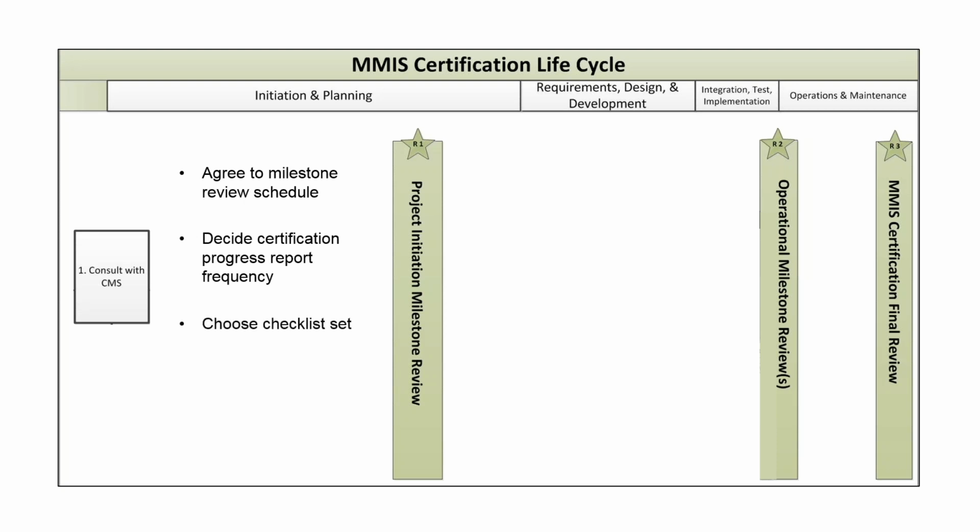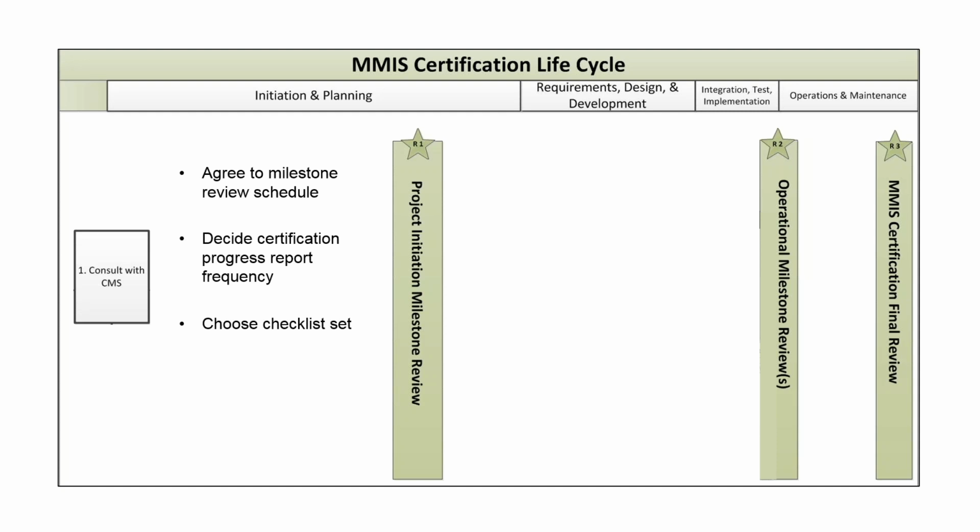Thirdly, the state selects a checklist set for use for the entire MMIS project. There are two checklist set choices: the MMIS module checklist set or a custom set of checklists arranged by the state. In most cases, states will use the MMIS module checklist set for their projects. The second option is only for exceptional cases where non-traditional solutions cannot be covered under the MMIS module checklist set. The customized approach requires approval from CMS.